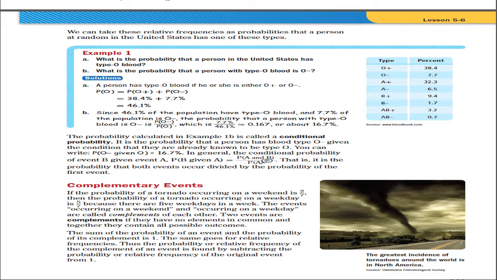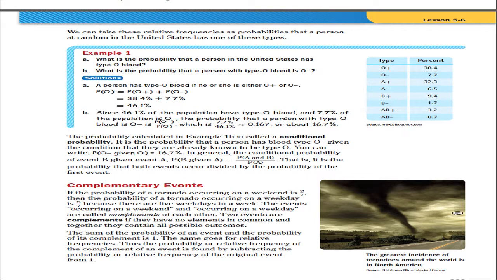Is that okay? So the probability you're O positive is 46.1%. The probability that you're O negative, so in other words that you're O and negative, is 7.7%. We can do that and we get a 0.167, which is about 16.7%.